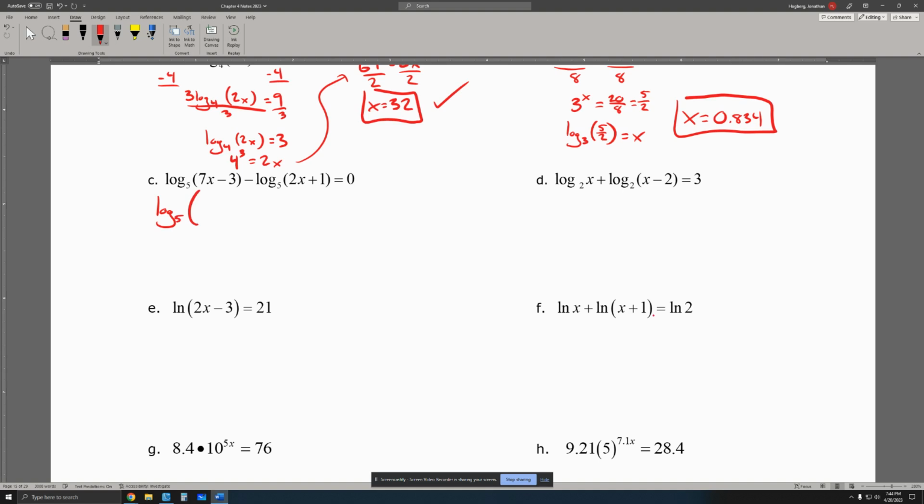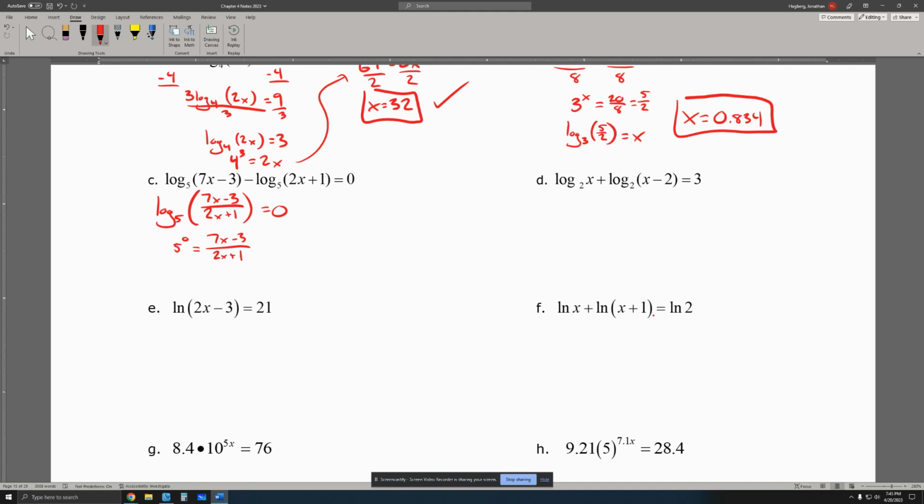So I'm going to write this as log base 5 of the numerator, 7x minus 3, over the denominator, 2x plus 1. And that's equal to 0. I also know that if we've got our log by itself now, we can rewrite this using an exponential equation. So 5 to the 0 is equal to 7x minus 3 over the quantity 2x plus 1.